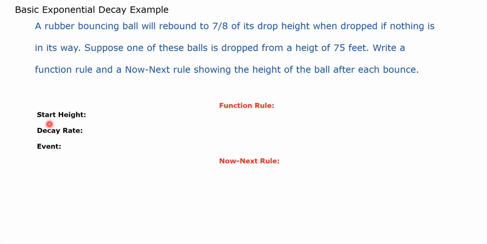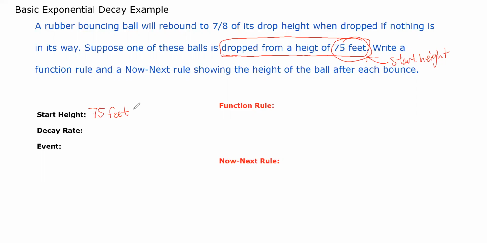So first, let's see if we can identify the start height. The rubber bouncing ball will rebound to 7/8 of its drop height when dropped if nothing is in its way. Suppose one of these balls is dropped from a height of 75 feet. All right, we have this 75 feet. That is our start height, and we'll add that into here.